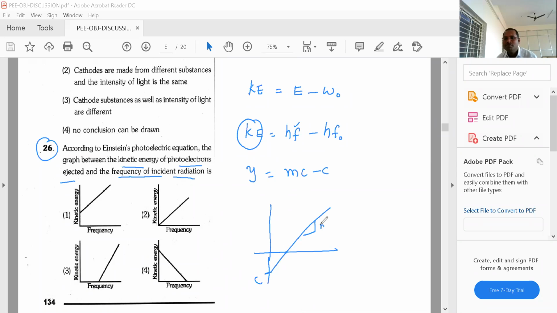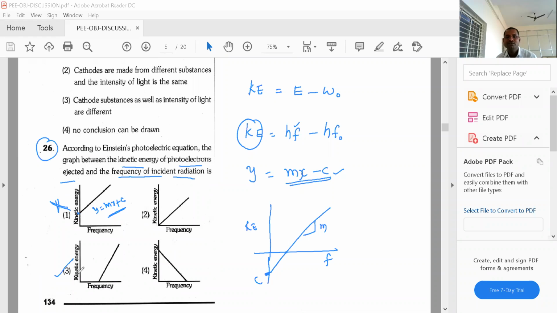This will give you a positive slope. Here frequency is on the x-axis and kinetic energy on the y-axis. Are you understanding? The graph should be like this. Which is the graph among these? This third graph is the right answer. Don't tick option one, it is wrong. This indicates y is equal to mx plus c, but your equation is mx minus c. So it should start from a negative y value. It is starting from a positive y value, so it is wrong.